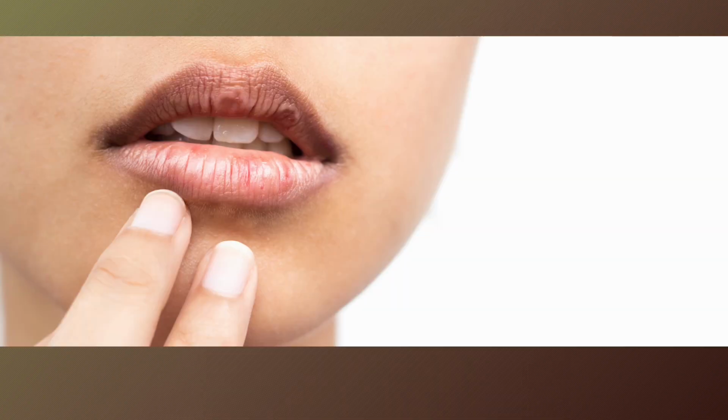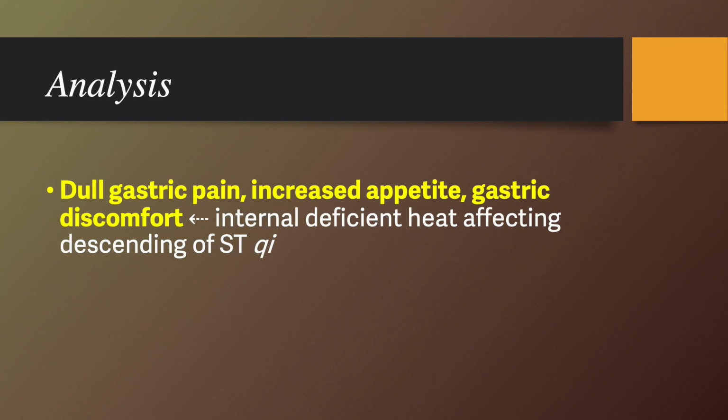Clinical manifestations: dull gastric pain, increased appetite, gastric discomfort, retching, belching, dry mouth and throat, constipation, scanty dark yellow urine, dry red tongue, and a thready rapid pulse. Stomach yin deficiency may cause internal deficient heat to affect the descending of stomach qi, thus resulting in a dull gastric pain and increased appetite and gastric discomfort.